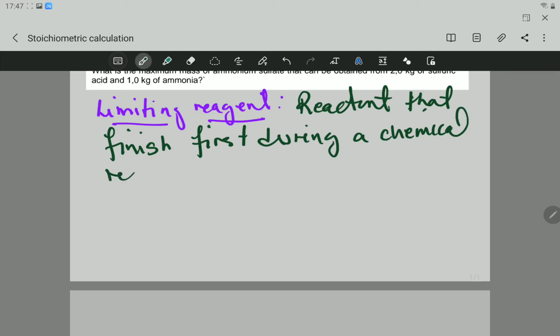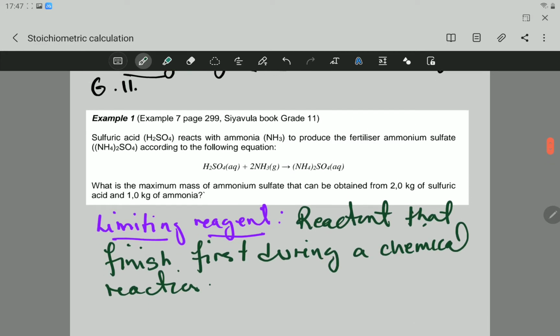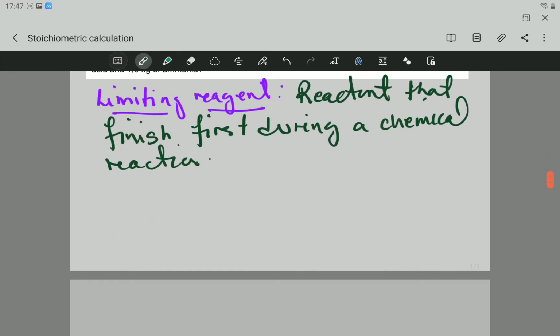During a chemical reaction, you have different substances. For example, here we have in the reactants sulfuric acid and ammonia. Whoever finishes first in this reaction will be the limiting reagent, and whoever finishes after will be the excess reagent. So in order for us to obtain the theoretical yield, we have to identify the limiting reagent. We must know what substance is going to finish first, and that one will give us the theoretical yield.